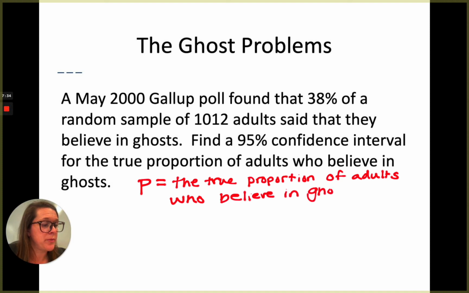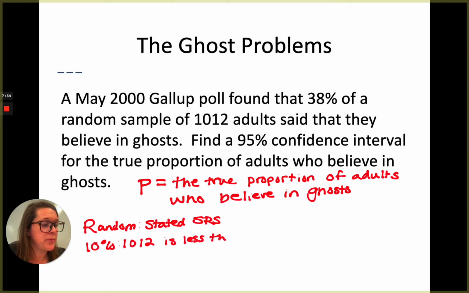Now we've got to check our conditions, so assumptions and conditions. What's our first one? Our first one is random. Here it is stated that they did a random sample, so stated SRS. Then we have to check our 10%. I'd say that 1,012 is less than 10% of all adults in the U.S. I know, checking conditions is a pain, but necessary.